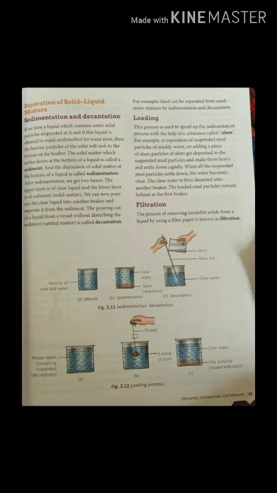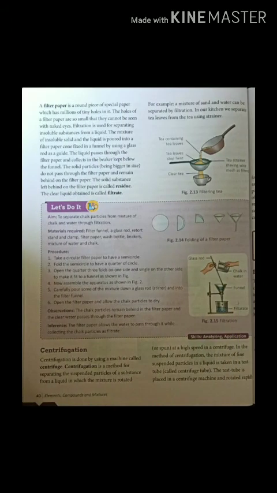So what will happen here? Filtration is the process of removing insoluble solid from a liquid by using a filter paper. So what will we do? We will use filter paper. Now what is filter paper? You can see it is written here. In the filter paper, you can see folding of filter paper has been shown. So how to make a filter paper, right?